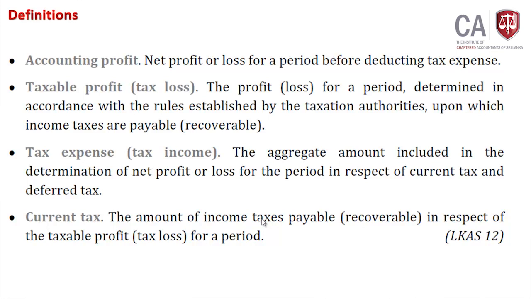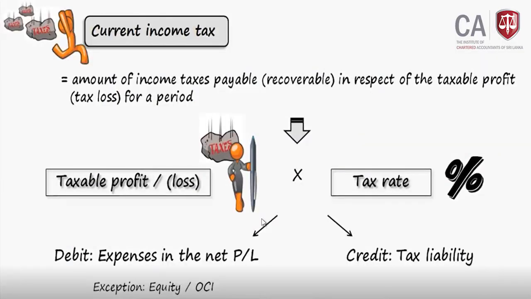Taxable profit or taxable loss means profit for a period determined in accordance with what? Rules established by tax authorities, right? Tax expense means the aggregate amount deducted in determination of net profit or loss for the period in respect of current tax or deferred tax. Current tax means the amount of income tax payable in respect of taxable profit for a period. So, current tax will be paid to whom? Inland Revenue Department. So, current tax is the amount of tax payable in respect of taxable profit that we have discussed: taxable profit or loss into tax rate.